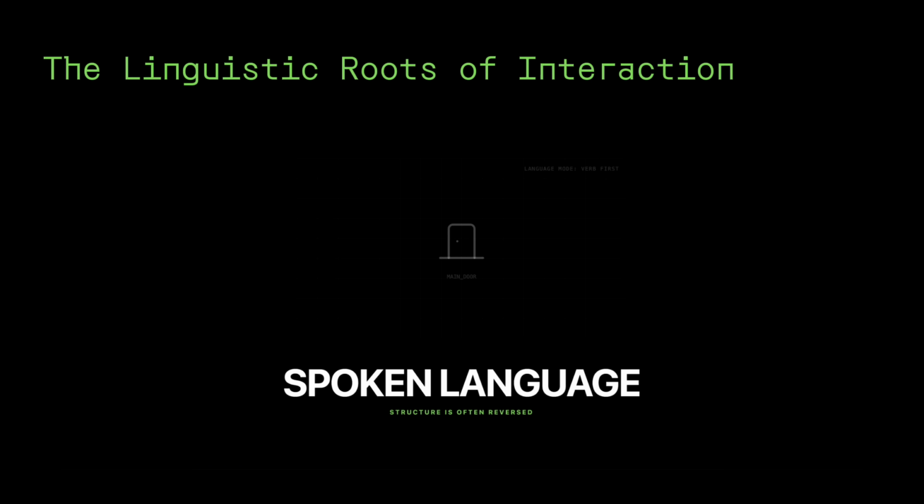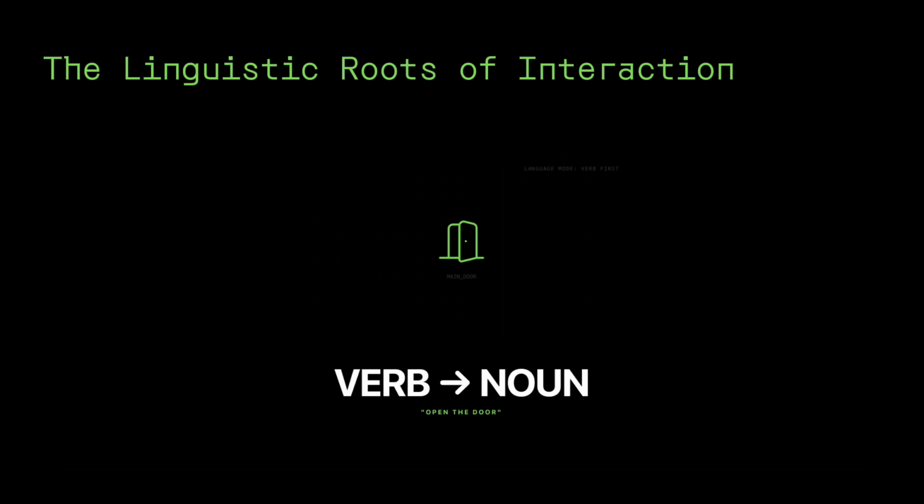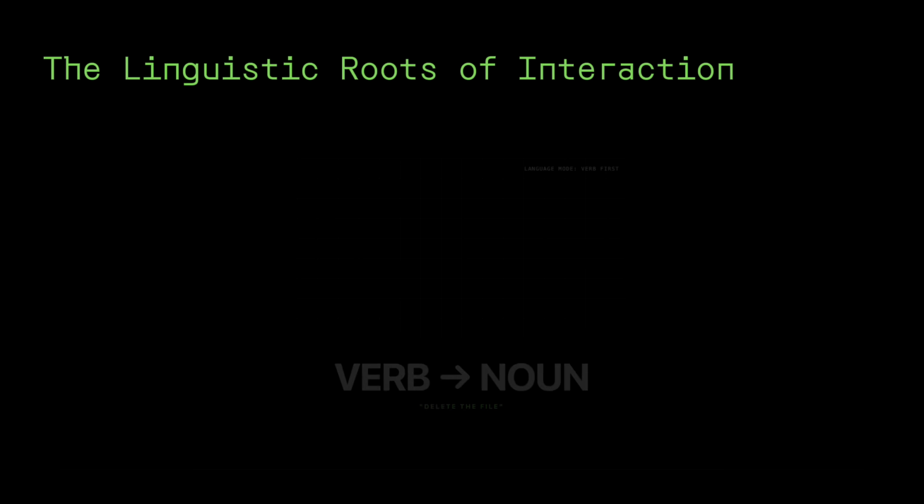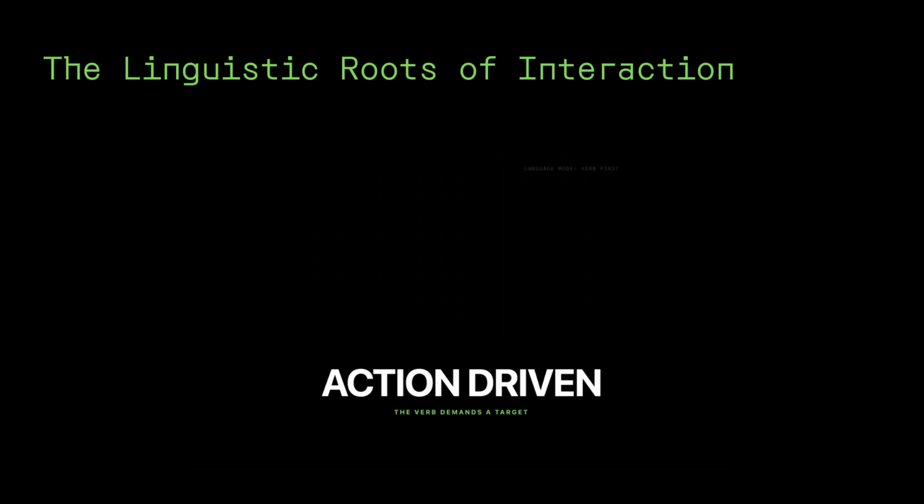But in the realm of spoken language, which is the primary tool of how we communicate and command, the structure is often reversed. English, a subject-verb-object language, frequently places the action before the object in imperative commands. Open the door. Eat your dinner. Delete the file. In these constructs, the action, or the verb, is the primary driver of the sentence. It is the catalyst that demands a target.